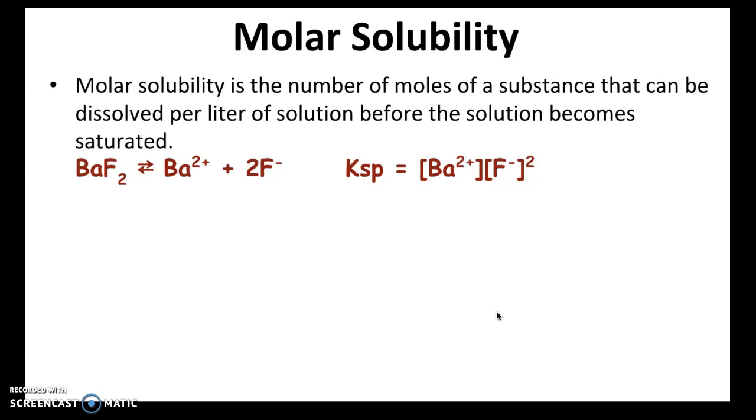Let's take something like BaF2, and we're breaking it apart into its ions, Ba2+ and 2F-. Now remember, the Ksp is going to be the concentration of the products over the reactants, but since the reactant is a solid phase, we don't include it in the Ksp value. So it's just the concentration of the products, and of course, we raise the concentrations to the powers of their coefficients.